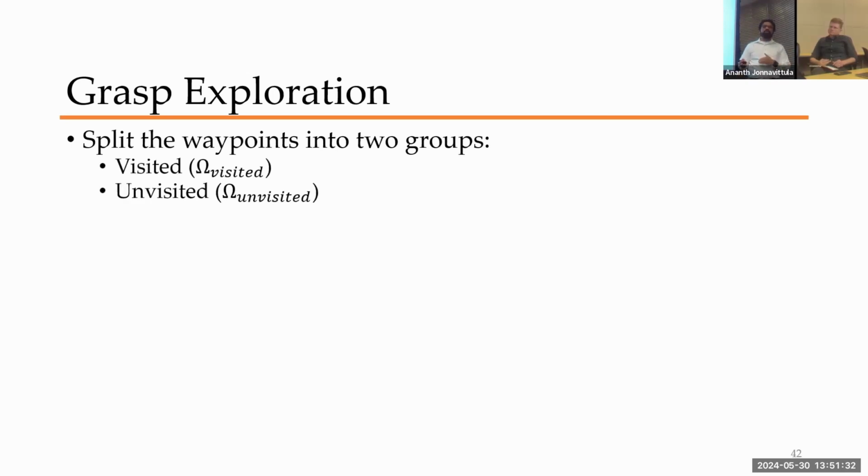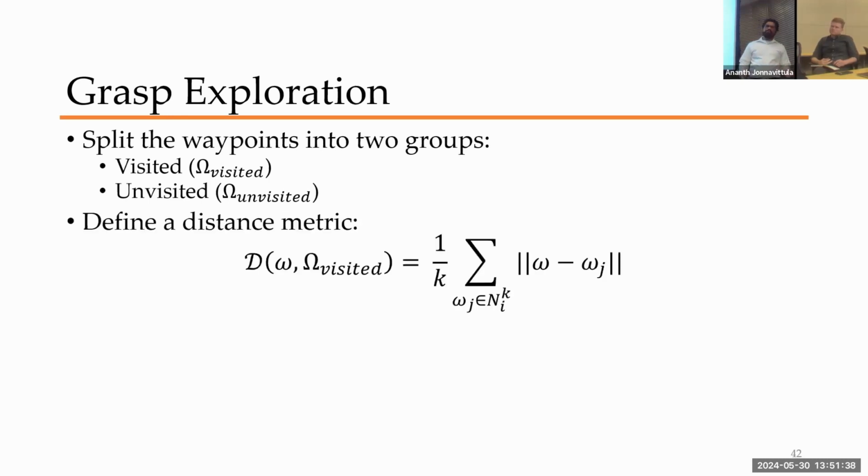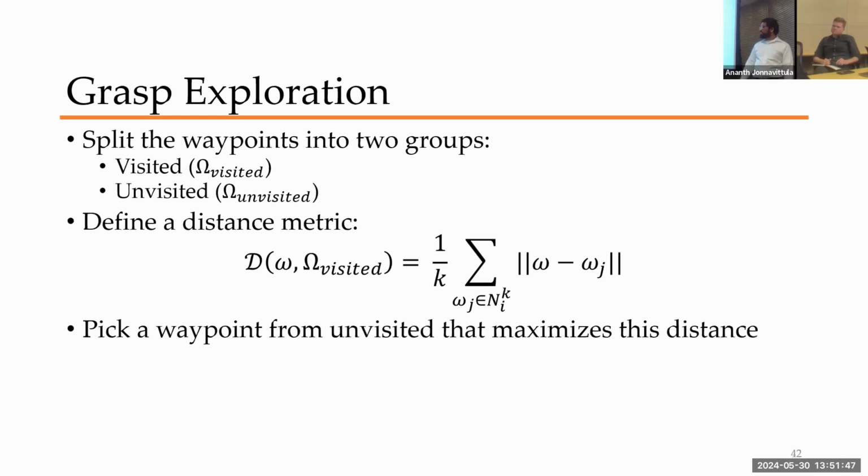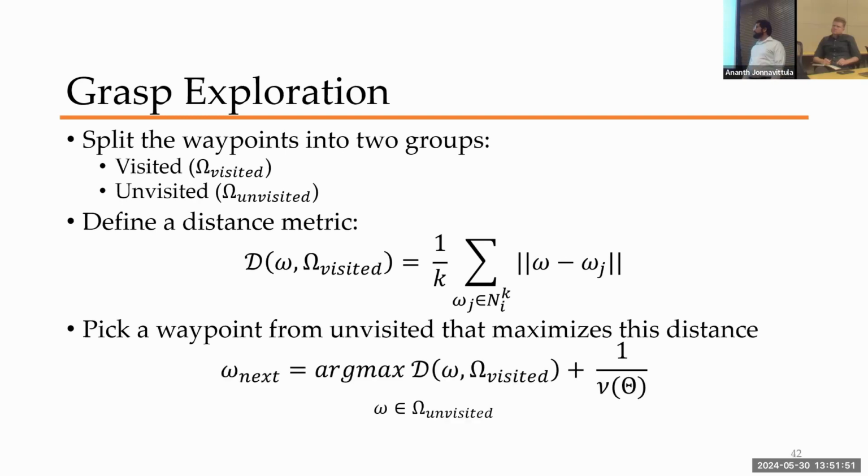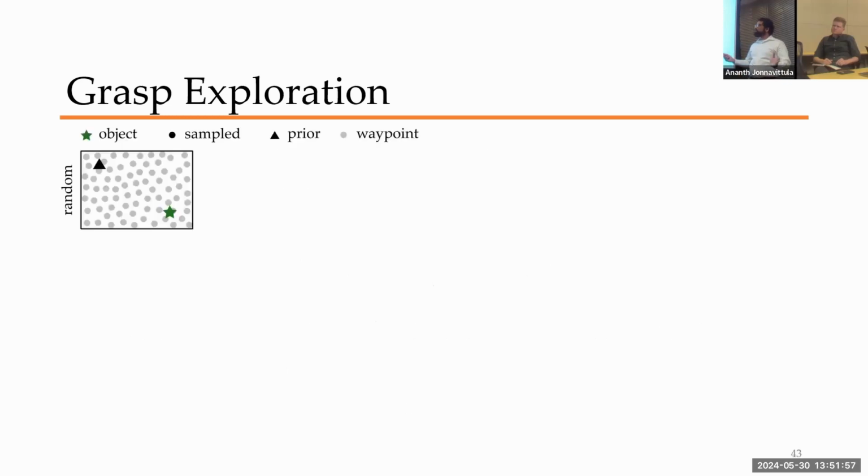All the waypoints that we've already tried go into the visited waypoints, and all the waypoints we haven't tried go into the unvisited waypoints. Then we have this distance metric that computes how close or far all the waypoints in the unvisited set are from each waypoint in the visited set. Once we have this, we maximize this distance to find the waypoints that are far away from all the other waypoints. This looks a little bit mathy, but let me explain it using this 2D figure that hopefully explains it better.